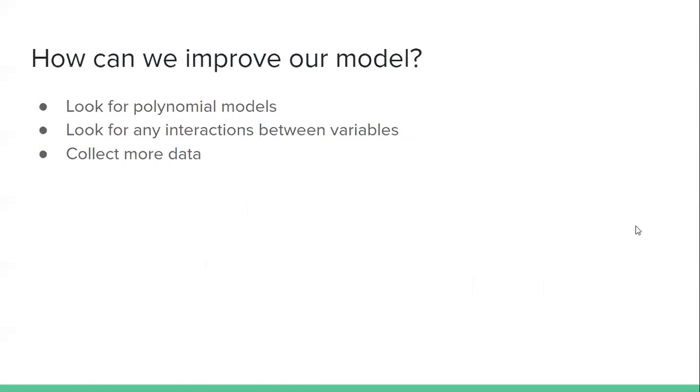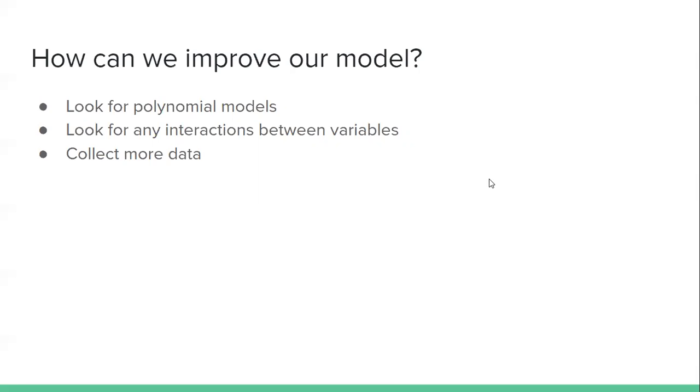There are a few different ways that we can improve a model. The standard ones are to look for any polynomial models or transformations, which is not that hard to do. We can look for any interactions between the variables, which is again not that hard to do. Or you could collect more data, which is always time and money. So most of the time you try the first two. For this paper, I'll only do the first one just because I didn't want to spend too much time on the regression example.